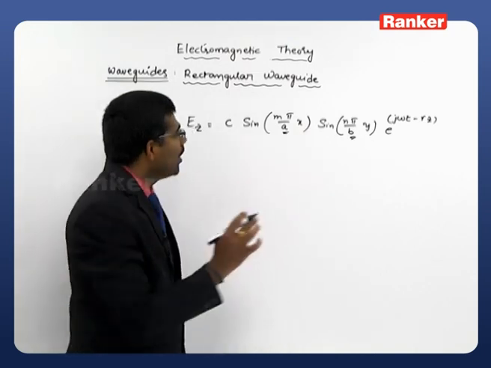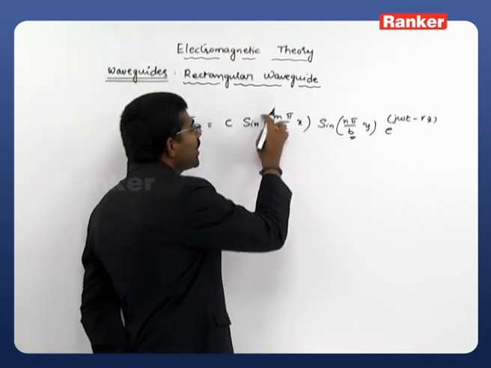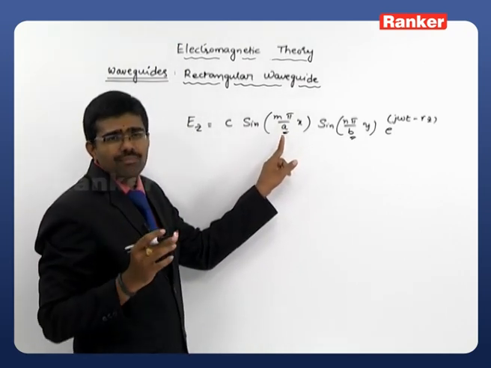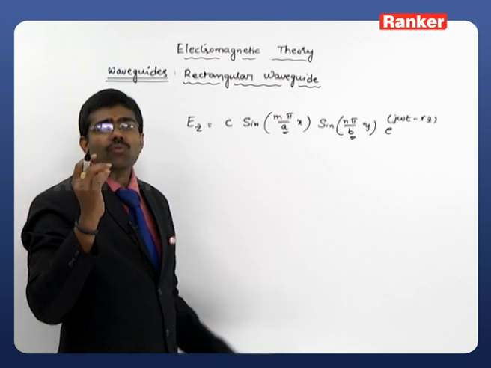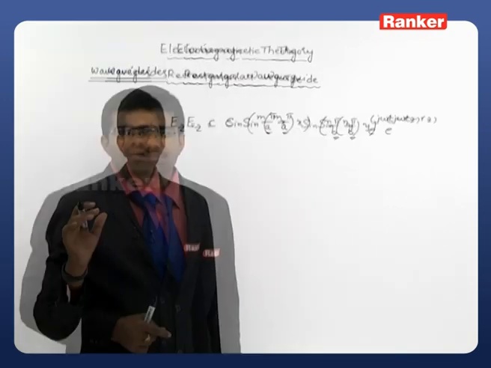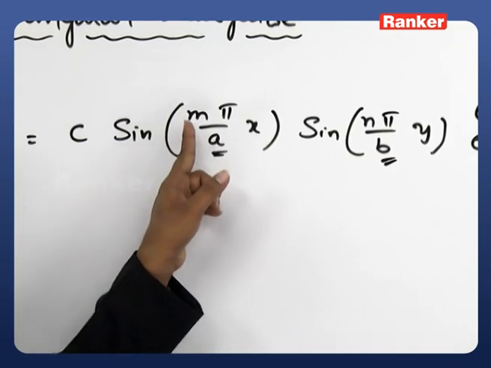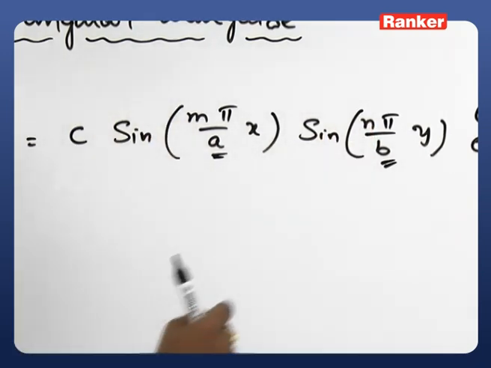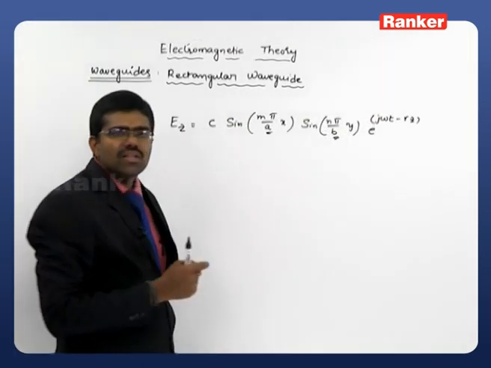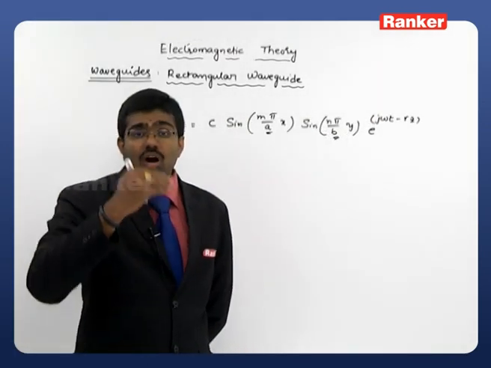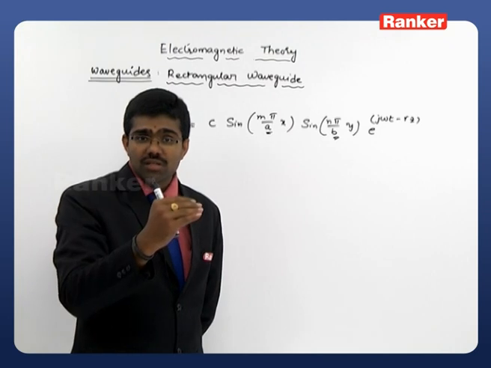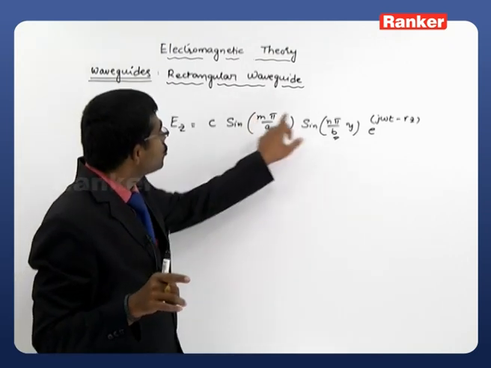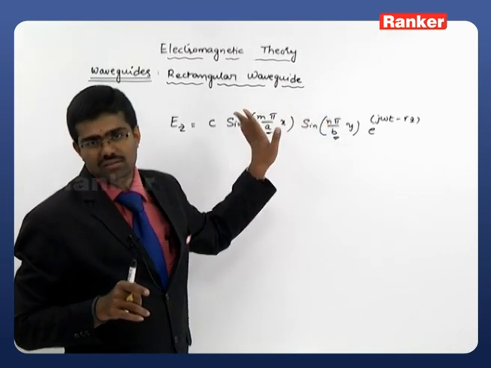These two will describe how many half wave variations there are along the broader dimension, m by a. Just remember that: m describes the number of half wave variations along the broader dimension, and n describes the number of half wave variations along the narrower dimension. These two integers, m and n, describe them. M and n are integers, right?